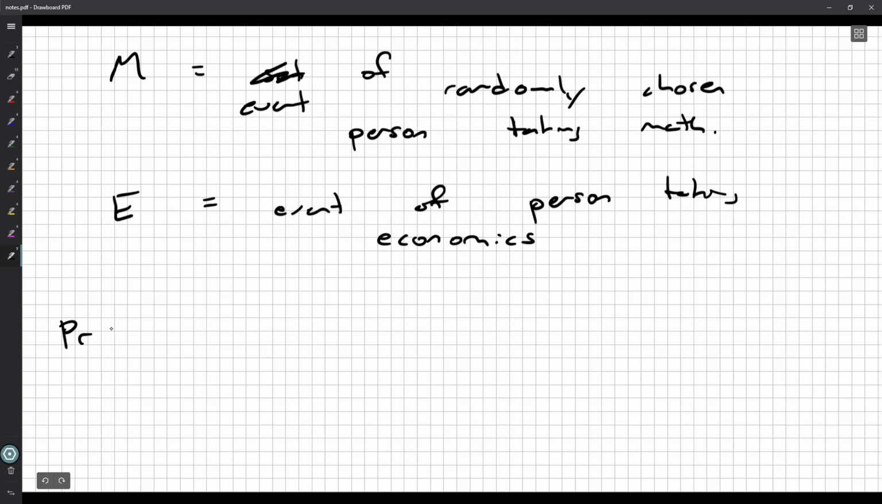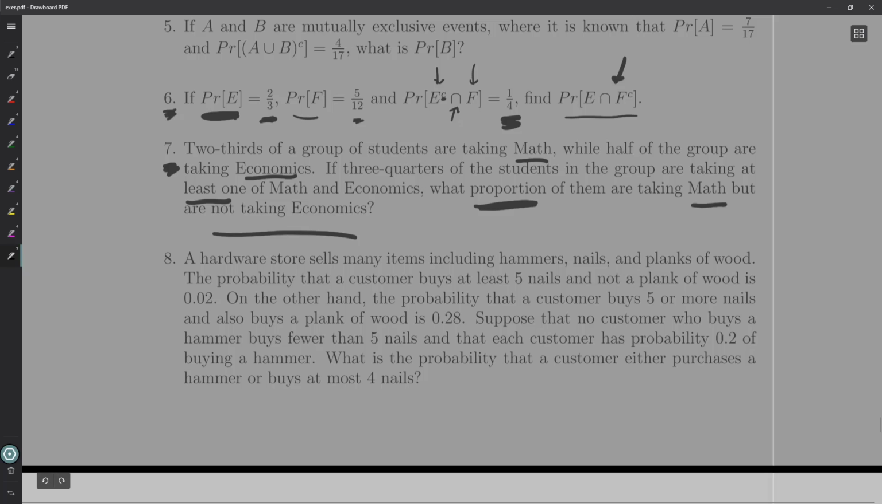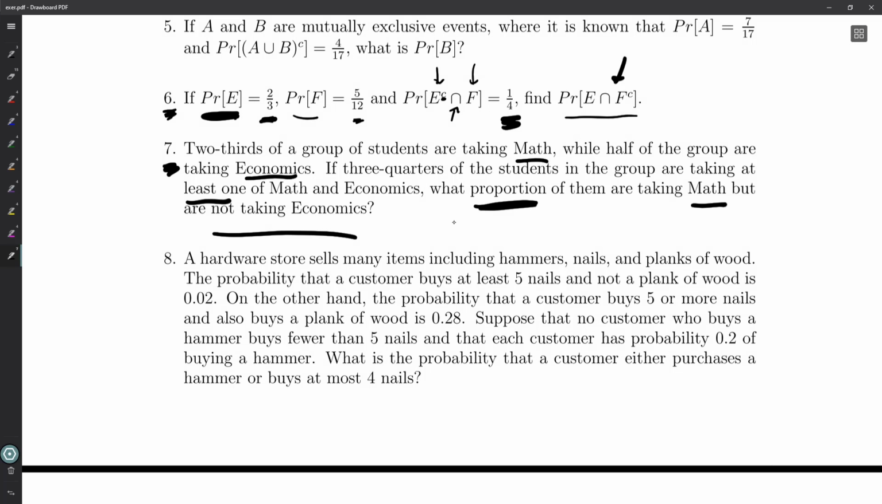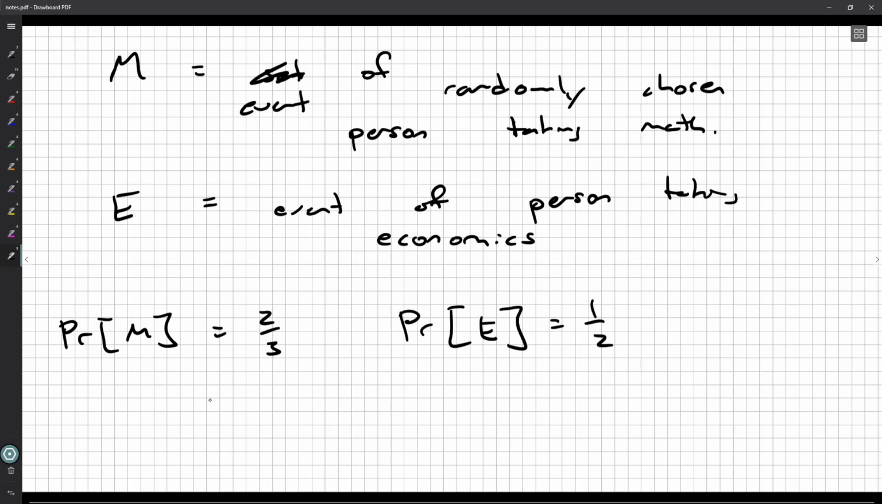Okay. So they're telling me that the chances of me encountering a math person is 2/3, while half the people, so a probability of 1/2, is in economics. Some nice information there. And we know 3/4 are taking at least one math and economics. So that's sort of an intersection, math and economics.